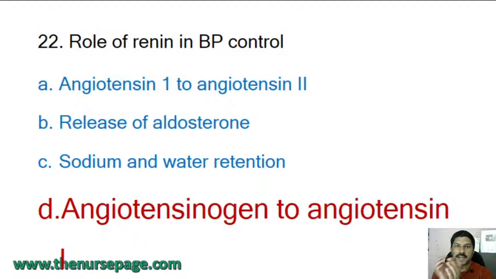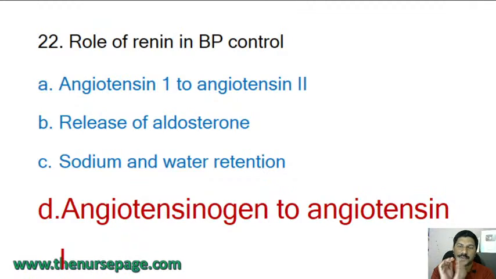Angiotensinogen is produced by the liver. This angiotensinogen is converted to angiotensin 1 by renin. Then this angiotensin 1 is again converted into angiotensin 2, helped by the ACE enzyme, angiotensin converting enzyme, which is produced mainly in the lungs. So this enzyme converts angiotensin 1 to angiotensin 2.